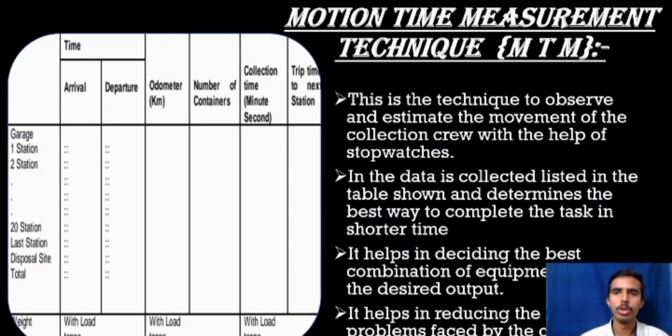MTM or motion time measurement technique. This is the technique in which the data or the observations are listed in a tabular form. In this, the time, the speed, the number of containers required, the total number of collection crew members taken to complete this task, all are listed and these affect us to plan properly to complete the task. This actually gives us the desired output by the combination of the equipments and the manpower used so that we can complete our task effectively.